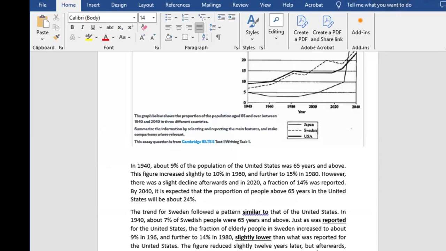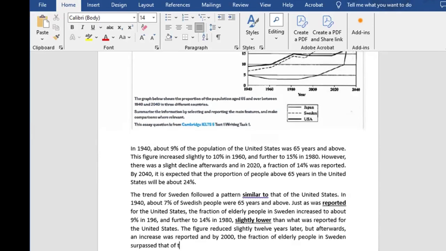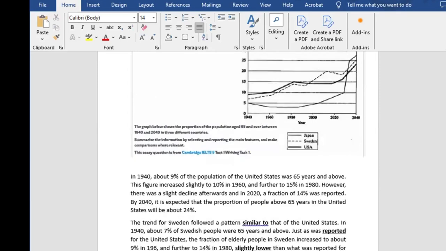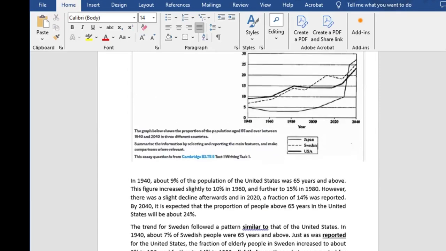in Sweden surpassed that of the United States. What have I done here again? I've done comparison. Surpassed that of the United States. What have I done again? I've done comparison. Can you see I'm doing comparison now? So the person I was thinking about was comparing and mixing everything up. No, don't mix it up. You see the way I'm treating them separately, taking them country by country. That's how to demonstrate good cohesion.